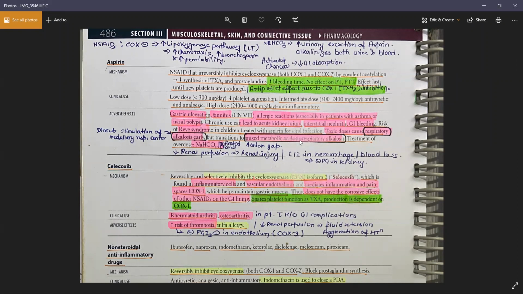Exactly. And when can I get a normal anion gap metabolic acidosis? Not the cause, but the reason behind it. In the normal anion gap metabolic acidosis, I'm not adding any acid. It's loss of bicarb from the body. Exactly, I'm losing bicarb from the body.